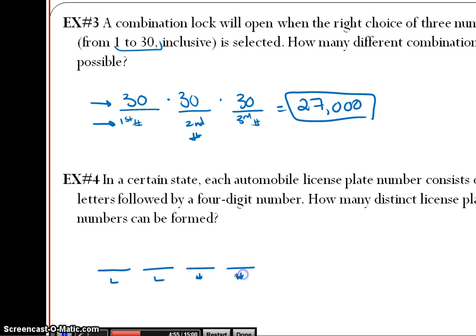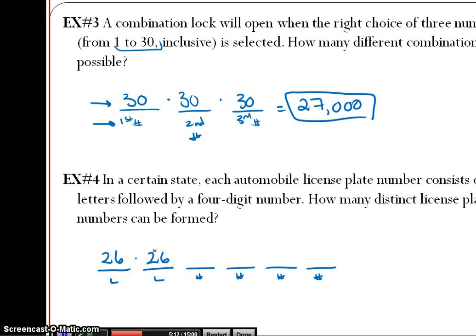Number, number, number, and number. And there are 26 ways to pick the first letter. There's 26 different letters in the alphabet. And it doesn't say anything. It says how many distinct license plates, but it doesn't say that the letters have to be distinct.